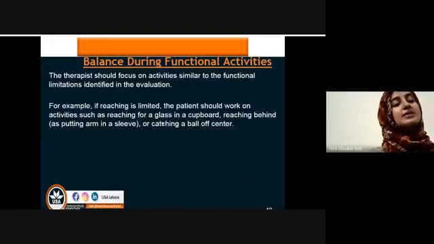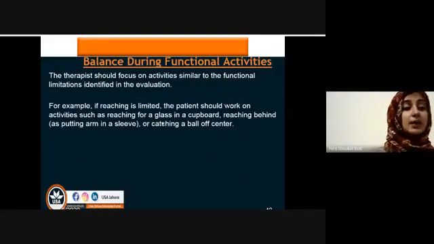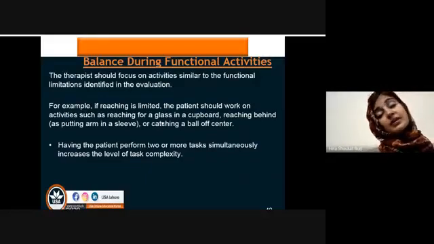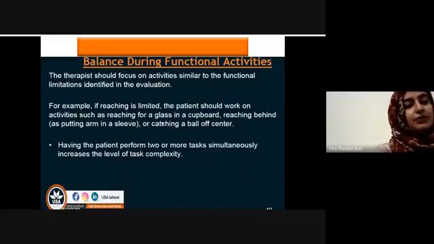Similarly, you can add some balance exercises in the functional activities. The therapist should focus on activities similar to the functional limitations identified in the evaluation. For example, if reaching is limited, then the patient should work on activities such as reaching for a glass in the cupboard, reaching behind as in putting an arm in a sleeve, or catching a ball. Always remember that functional activities are of immense importance in the rehabilitation program, as they make the patient learn the exercises more quickly as compared to the in-session exercises.